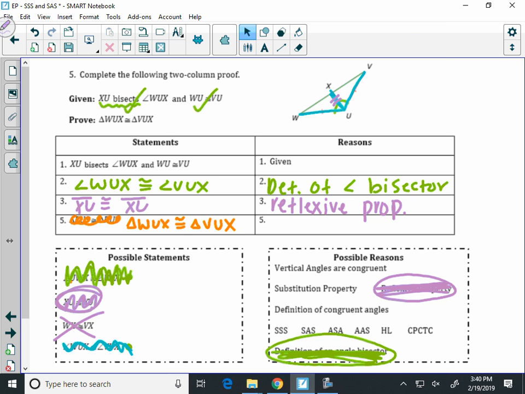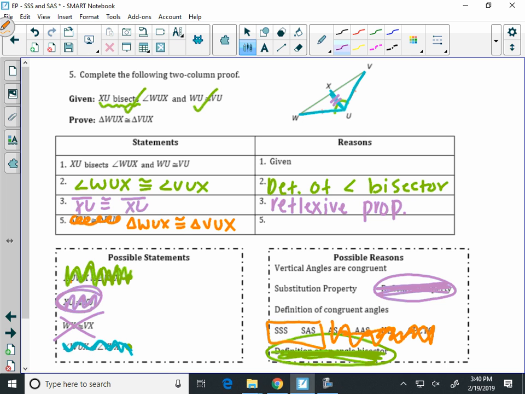Oh, we're not done actually. We still have to state which one we used. And right now, these are the only two we know. So we know it's not any of these. We haven't talked about those. So it can't be that right now. It could be eventually, but not right now.